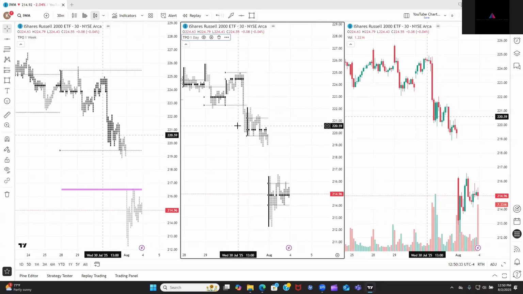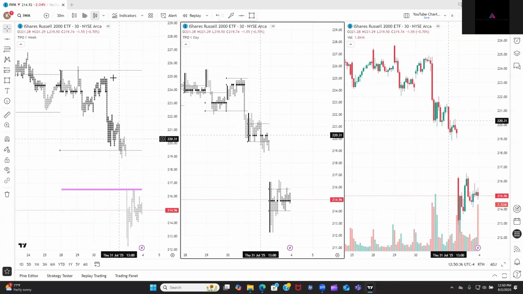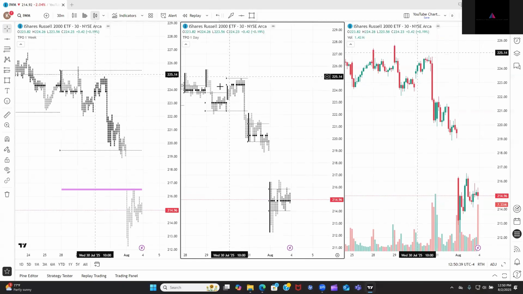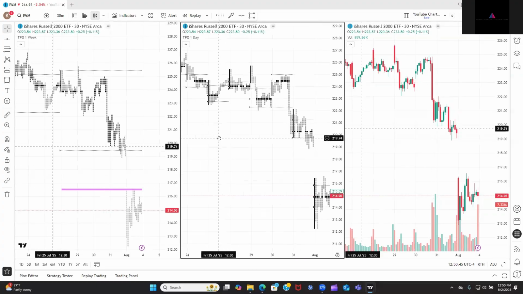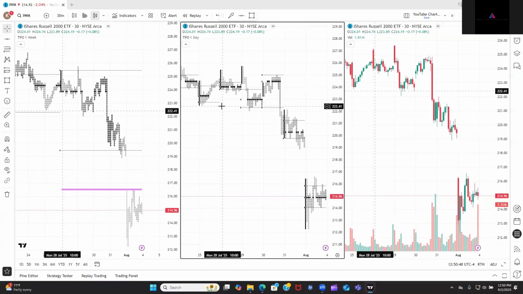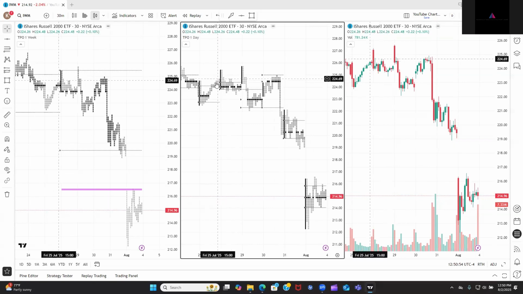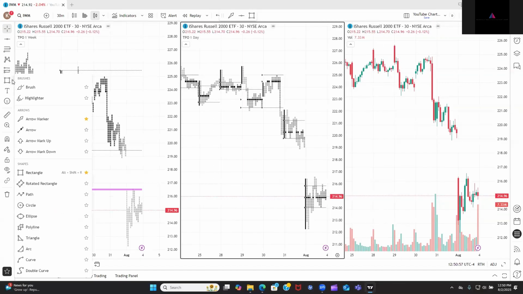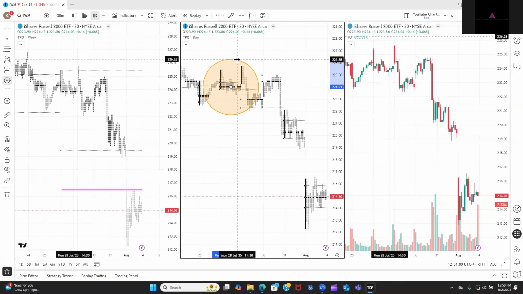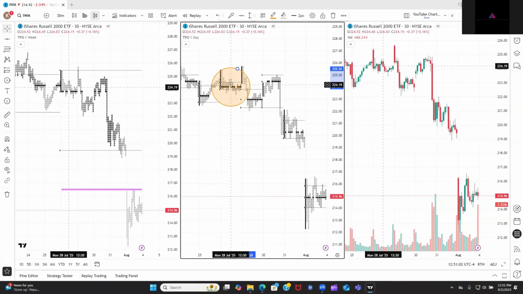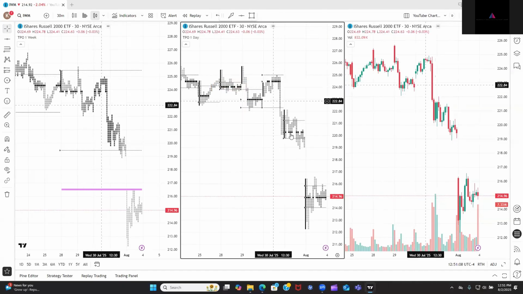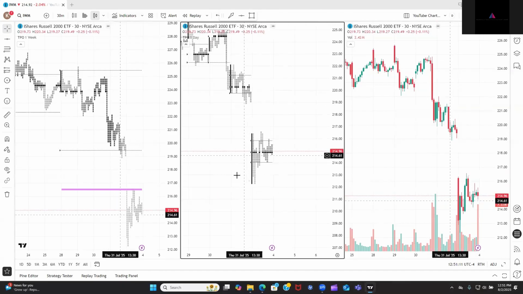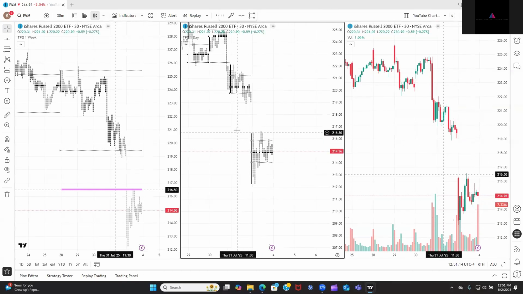So I'll hit OK. Now we have our weekly TPO that represents one week. We have our daily TPO in the middle that represents one day. So each one of these profiles represents a day. We start on Monday the 28th, which is the same week here, Monday the 28th. This profile right there represents Monday the 28th. This represents Tuesday. This is Wednesday. This is Thursday. And this is what happened Friday, August 1st, right there.